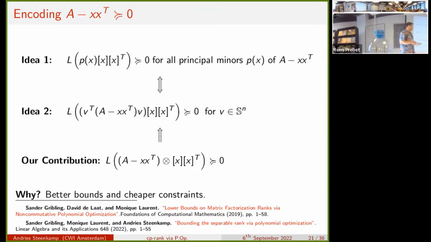One of our contributions is we have a stronger constraint, which is this. Instead of having a scalar localizing constraint, we have a matrix localizing constraint. And this turns out to be strictly stronger than these two. So, why massage it like this? Well, we get better bounds by encoding more constraints more cheaply.